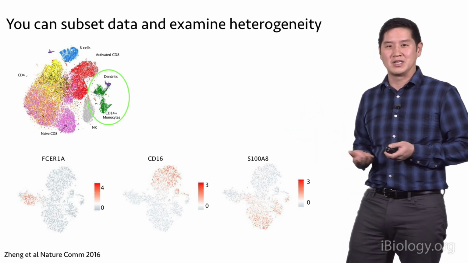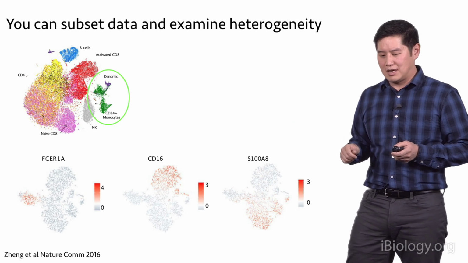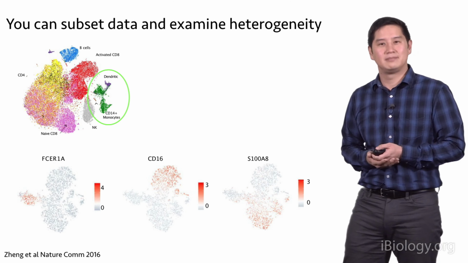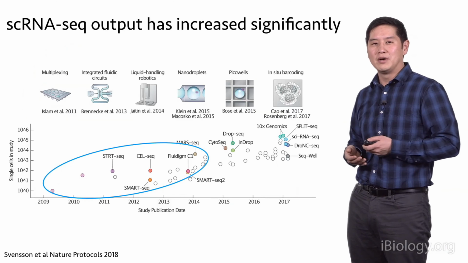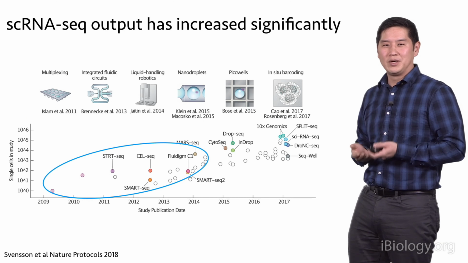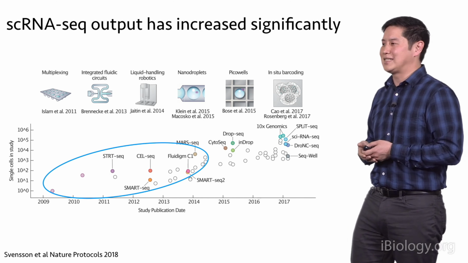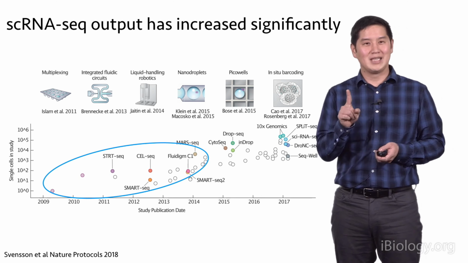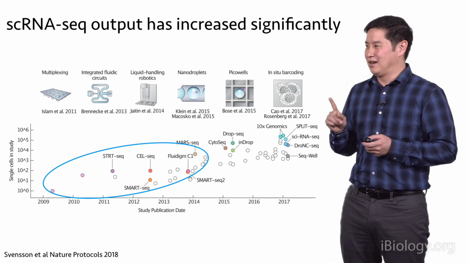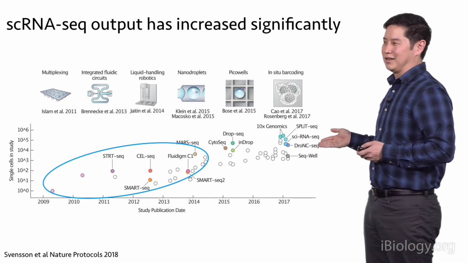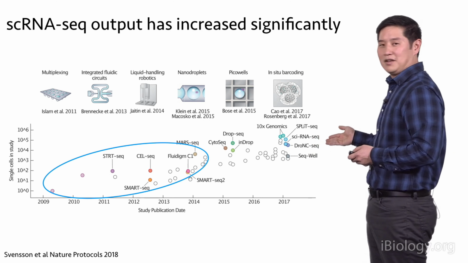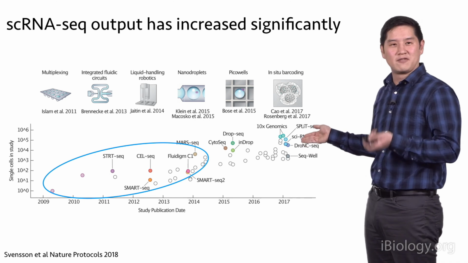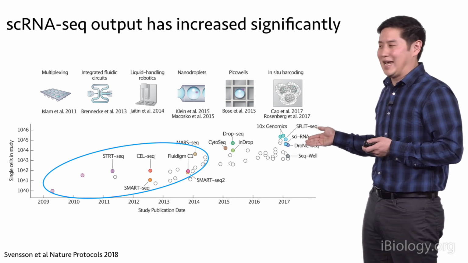And this is really the power of single-cell sequencing, is that you get a very high dimensional readout of the data that you can't get with other methods. And so the output of single-cell sequencing methods has really increased significantly over the past decade. Initially, back in 2009, was the first study where they sequenced one cell, and that was it. And over the years, you can see that there's been an exponential increase in the number of cells that have been processed in different studies, with each of these circles representing a different publication and the number of cells analyzed.